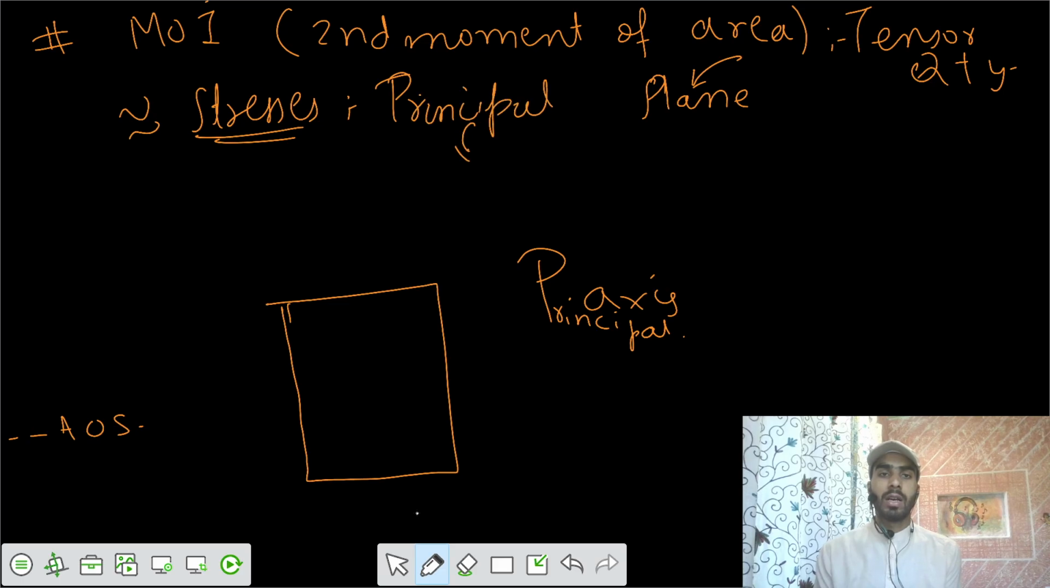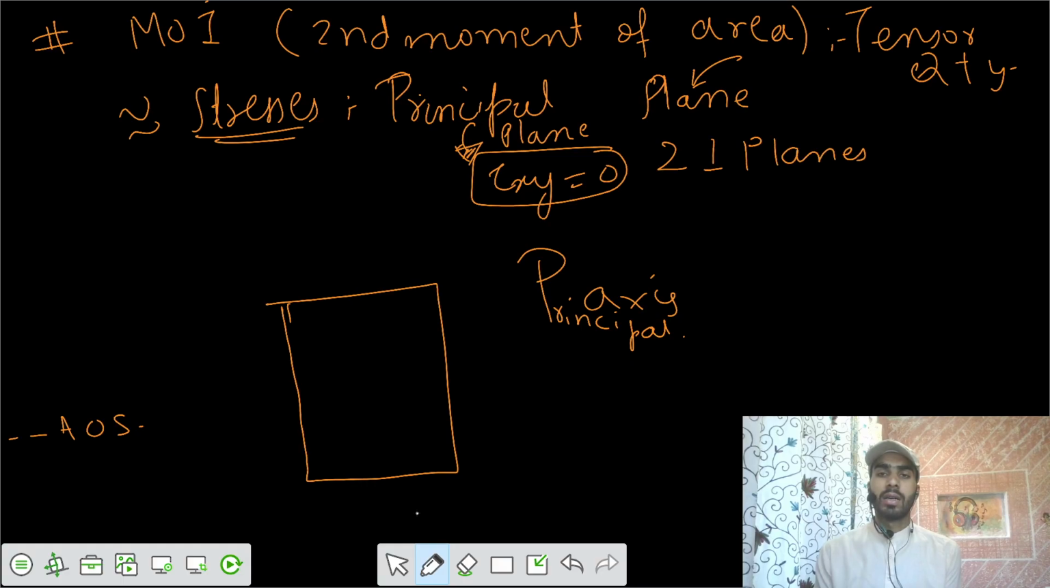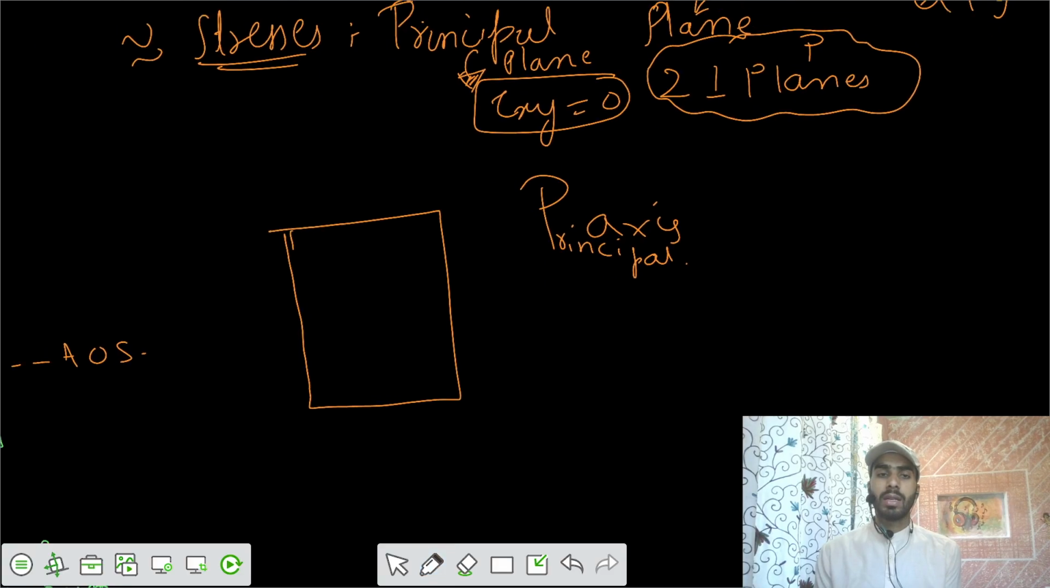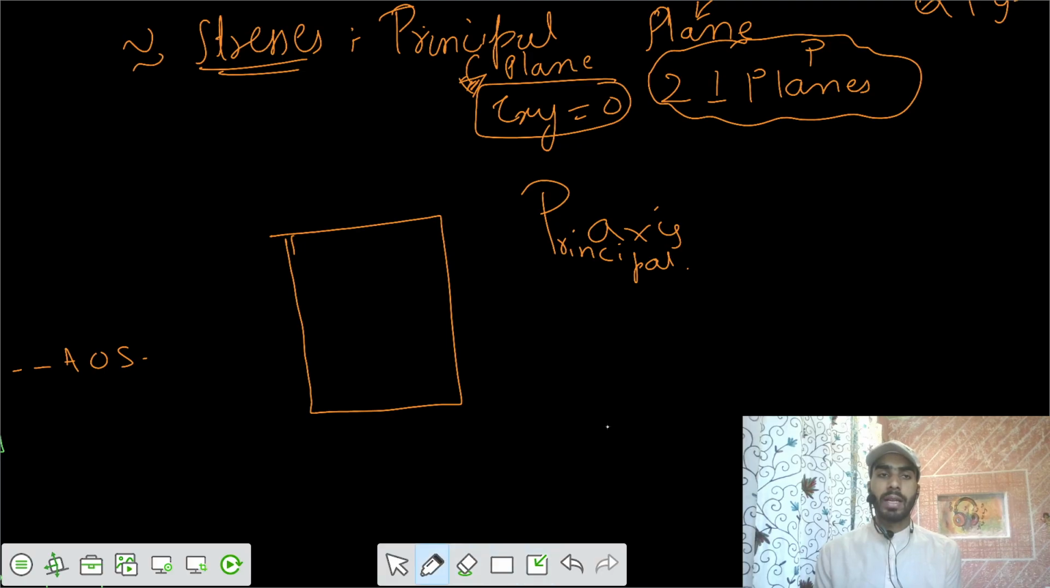What is the principal plane in the stresses? We say that the principal plane is the plane where your shear stress is 0, tau xy is 0. And we have two principal planes at an angle of 90 degrees. Similarly, we have in the second moment of area, that's the polar moment of inertia.